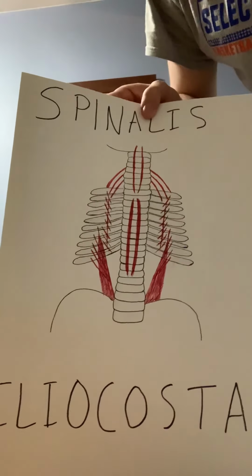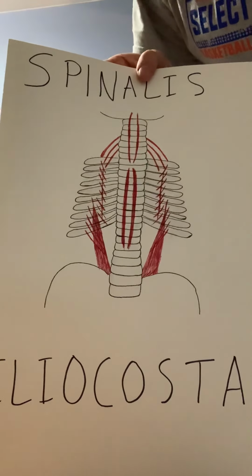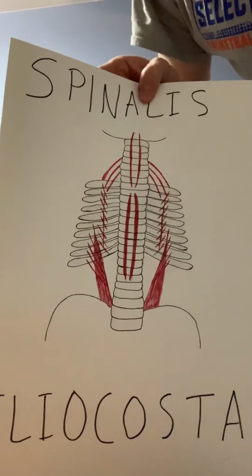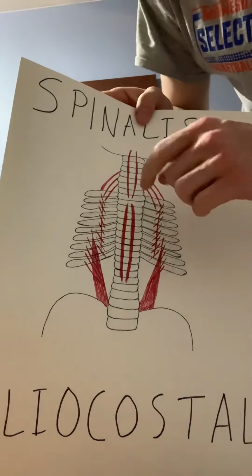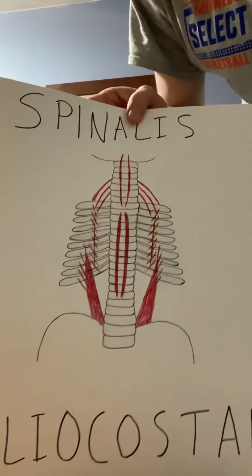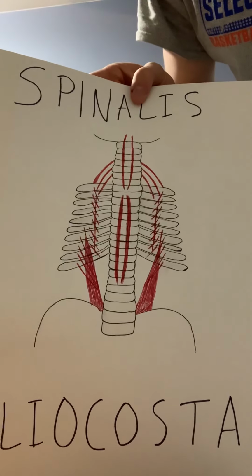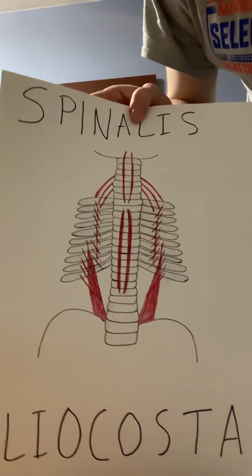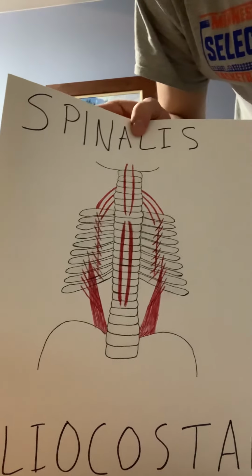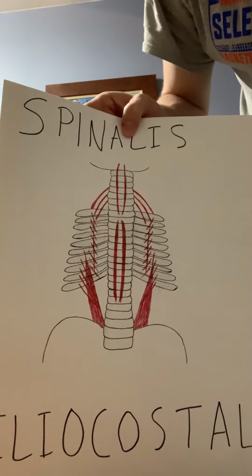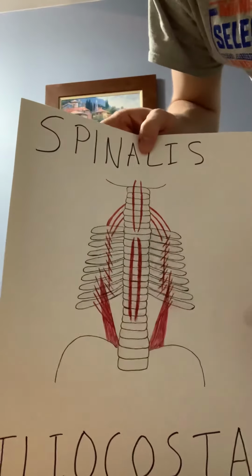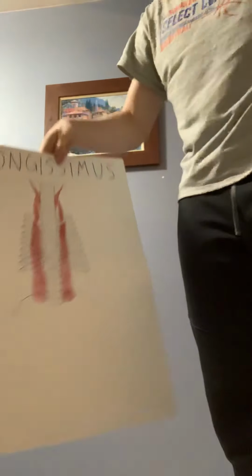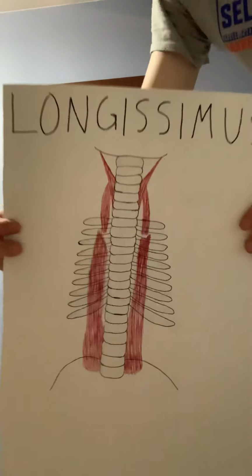For the thoracic portion, it is the angles of the ribs 1 through 6 and transverse processes of vertebrae C7. So right in here. And then the lumborum portion is the angle of ribs 5 through 12, transverse process of vertebrae L1 through 4. Boom. And then let's see, flip around to the back here to the Longissimus.